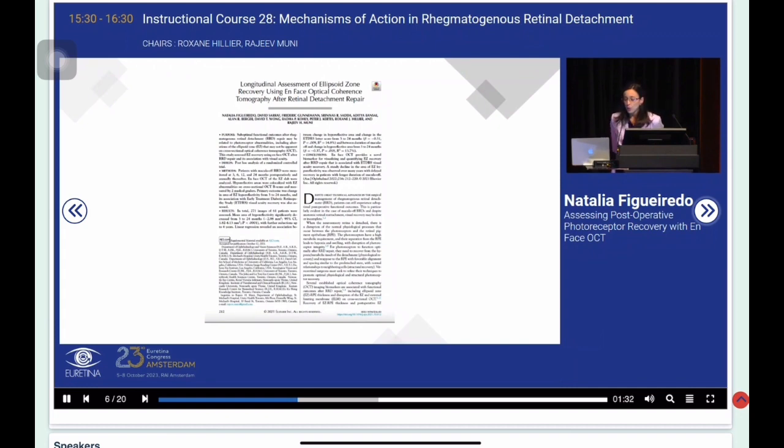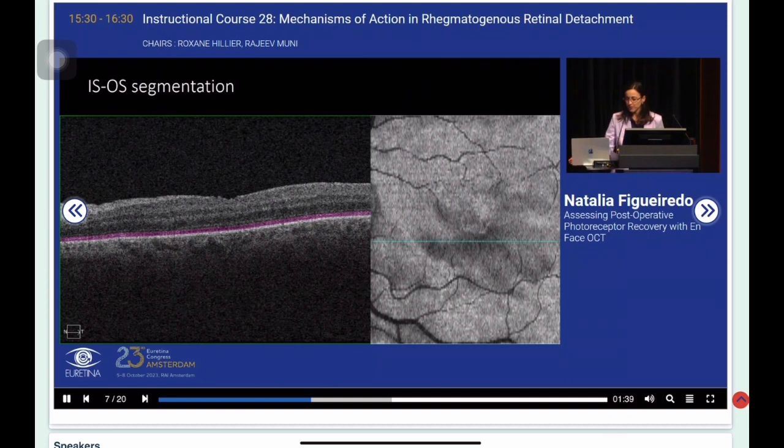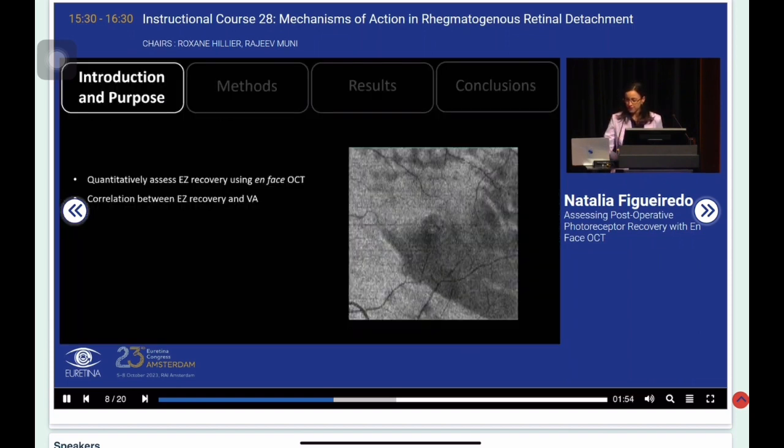Then, we wanted to explore this formally, so we did a post-hoc analysis of the PIVOT trial. We used the default ISOS automated segmentation from the Zeiss software. Here's an example of this segmentation, and its en face image to the right. The aim of the study was to quantitatively assess EZ recovery using en face OCT and to determine the correlation between EZ recovery and visual acuity improvement.